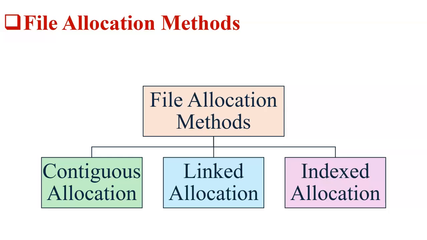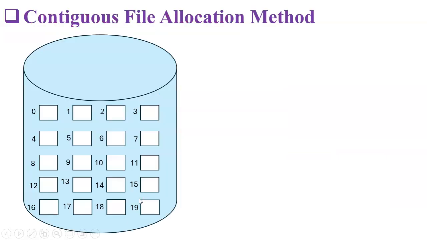There are several file allocation methods such as contiguous allocation, linked allocation and indexed allocation. In this particular lecture, we will be focusing on contiguous allocation. The simple English meaning of contiguous is nothing but continuous, that means in an adjacent manner. So here this is the disk and let us understand how the files are allocated blocks on the disk.